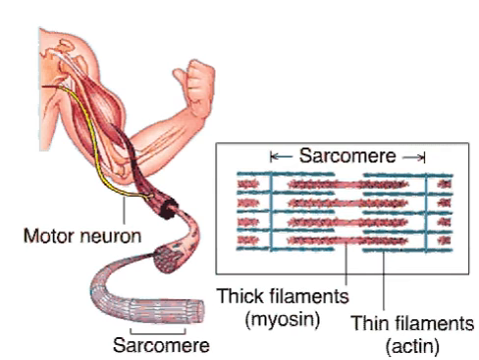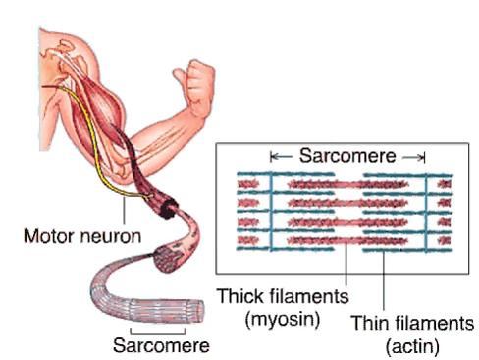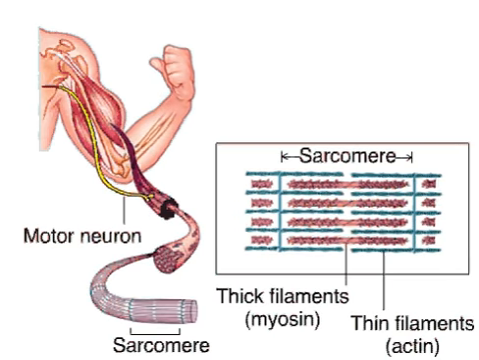Action on the molecular level, the sliding of protein filaments, is responsible for muscle contraction. When a motor neuron stimulates a muscle fiber, overlapping thick and thin filaments slide along one another and sarcomeres shorten. The combined shortening of many sarcomeres in many muscle fibers results in contraction of the whole muscle.